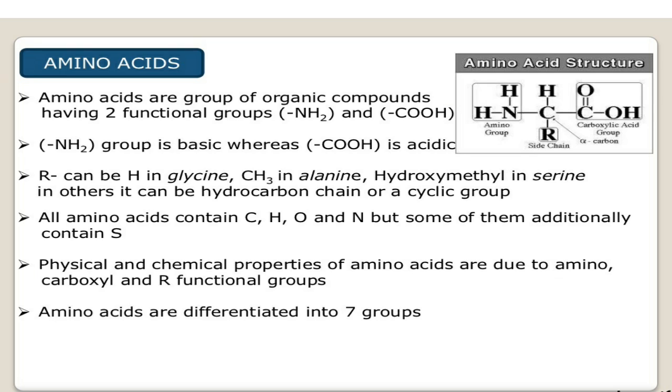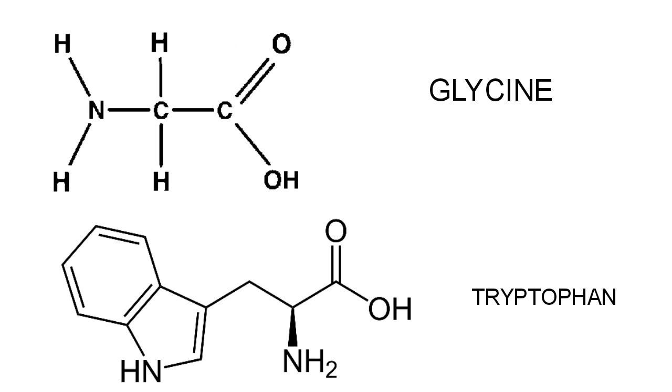All amino acids contain carbon, hydrogen, oxygen and nitrogen, but some of them additionally contain sulfur. Physical and chemical properties of amino acids are due to amino, carboxyl and R functional groups. Amino acids are differentiated into 7 groups. See the structure of glycine and tryptophan. These are examples of amino acids.